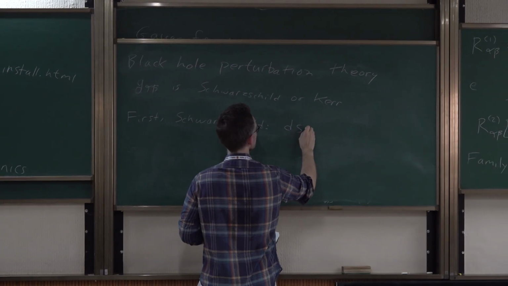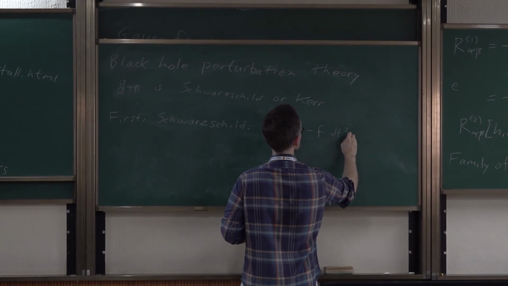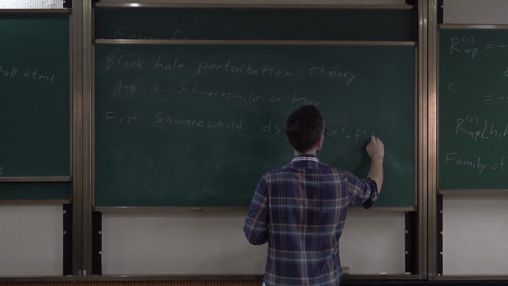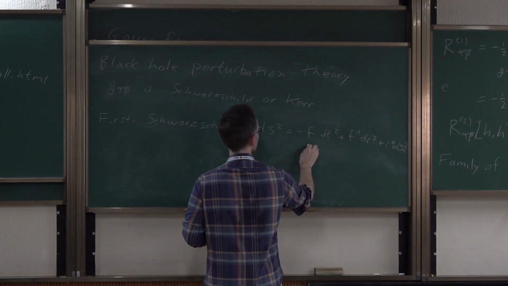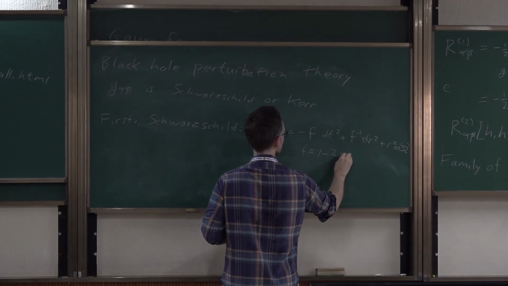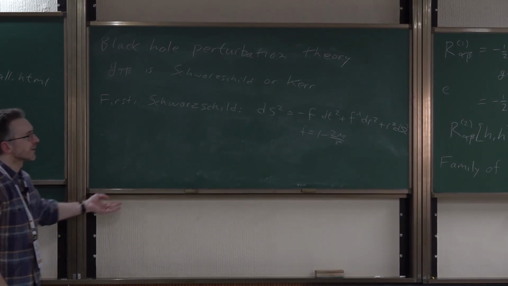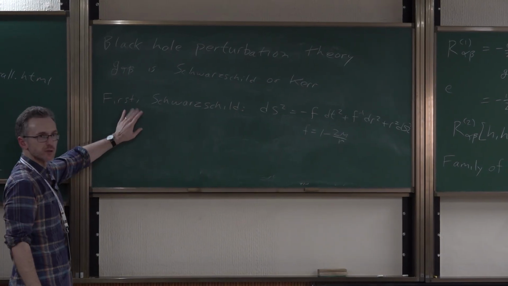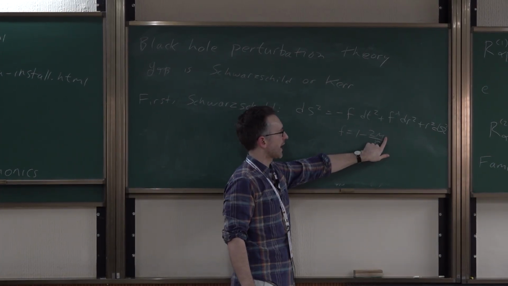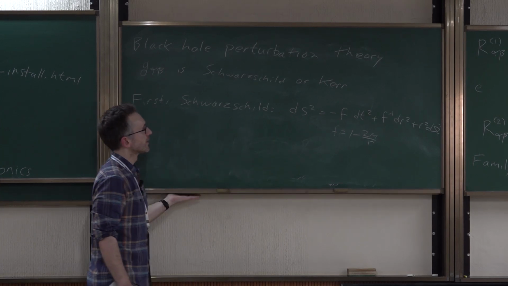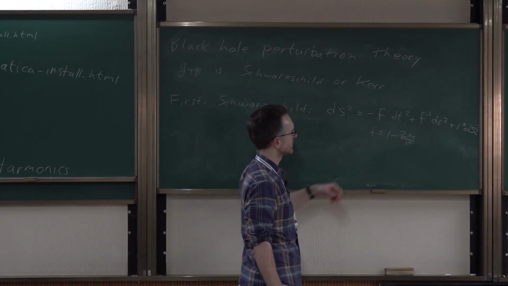So we all know and love the Schwarzschild metric, which I'm going to write like this: minus f dt squared plus f inverse dr squared plus r squared d omega squared, where f is 1 minus 2m over r. So once we're doing EMRIs, once we're doing self-force, this will be the background metric, and m is the mass of the big black hole. But we'll also consider a case where m here is the mass of the small black hole.